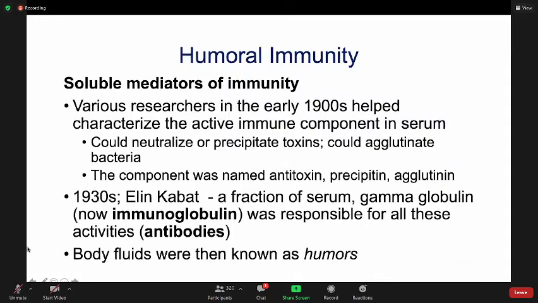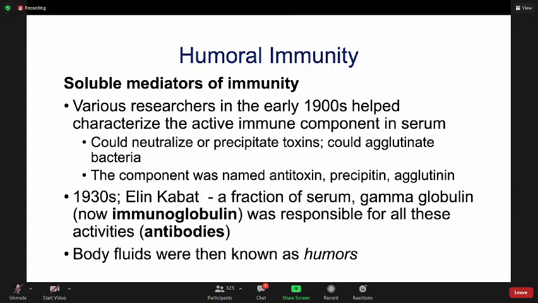One group thought it's cells that mediate immunity. The other one thought that it's sera. And this is where the concept of cellular mediated and humoral immunity came into play. And we'll discuss this further. So for humoral immunity, we're talking about soluble mediators in the blood.